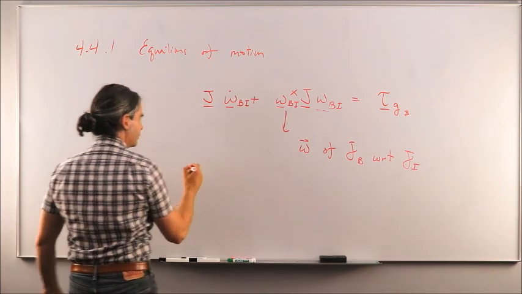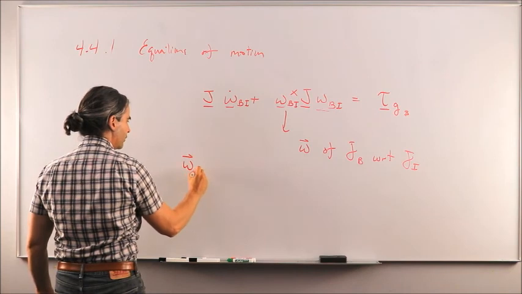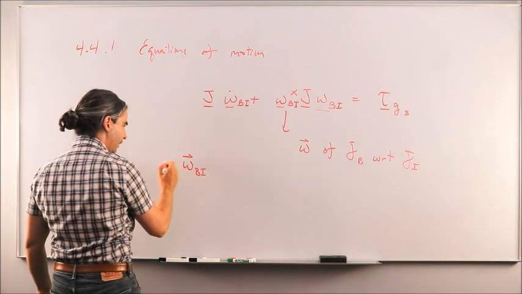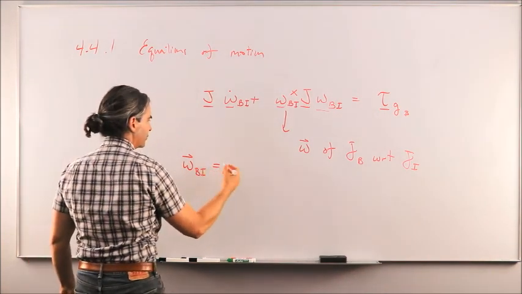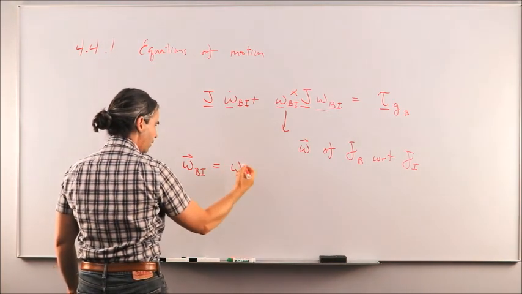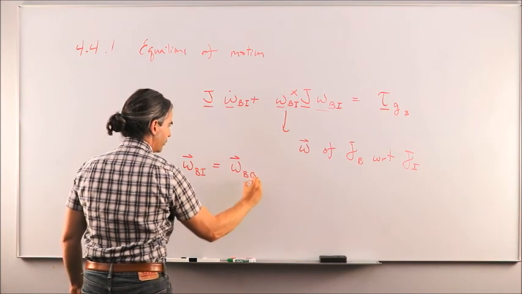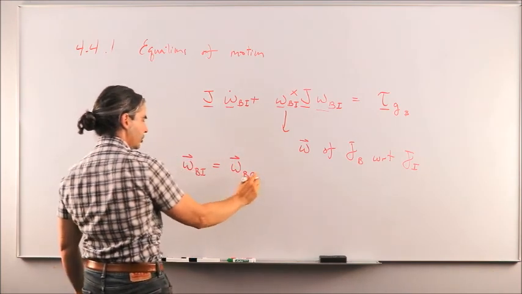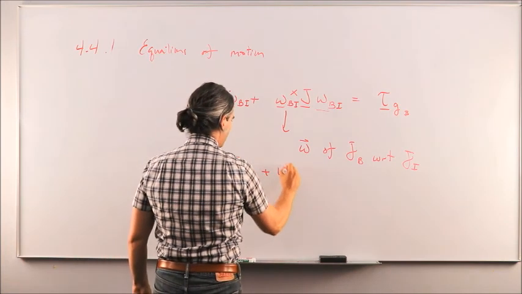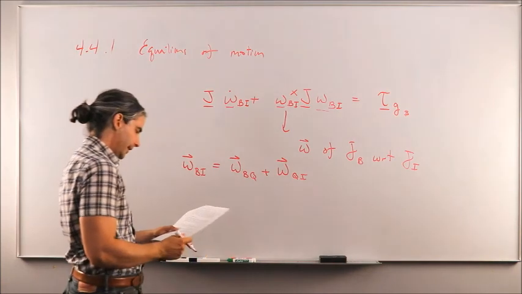But I know that I can use the angular velocity additivity property to turn this vector into a summation of two other vectors. And because I want to do things by involving the roll pitch yaw reference frame, I'm going to say that this is body fixed with respect to roll pitch yaw, plus roll pitch yaw with respect to ECI, like that.